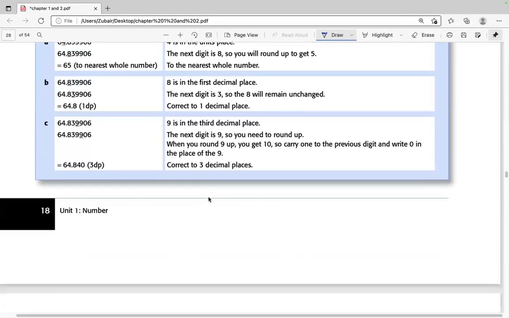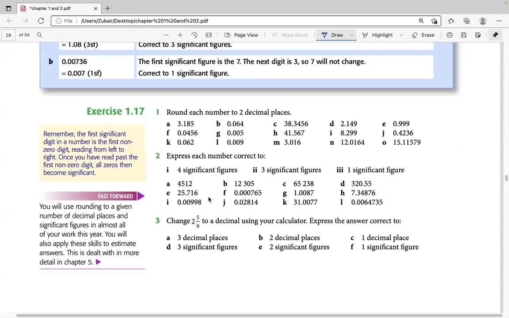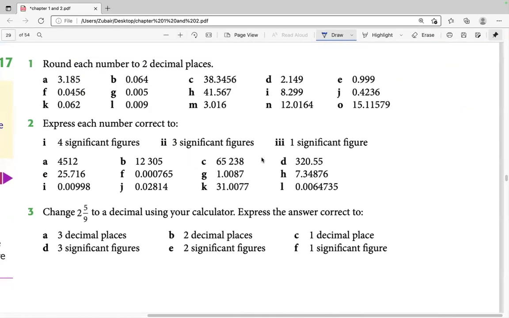So no issues in rounding. I think we can directly jump to the exercise. You know the topic already. And let's zoom in a bit. Okay, much better.